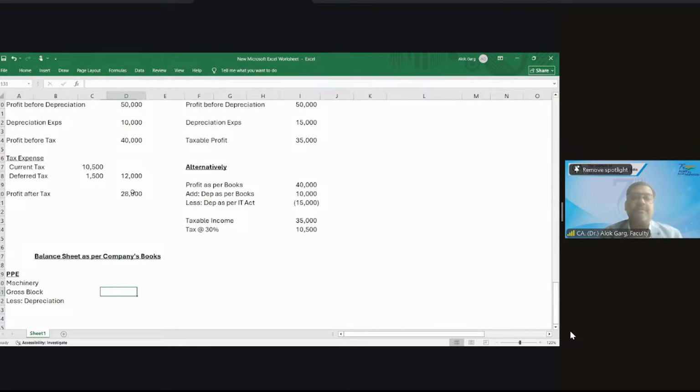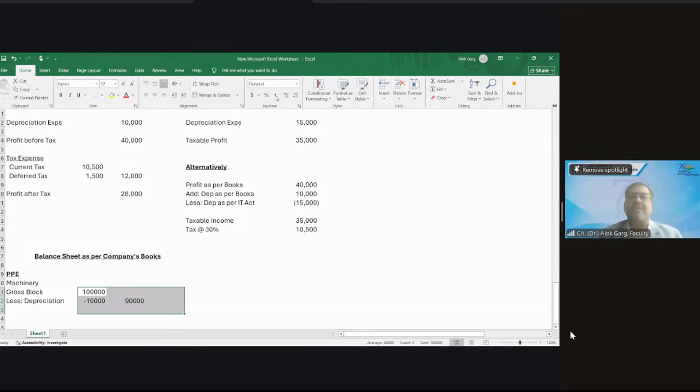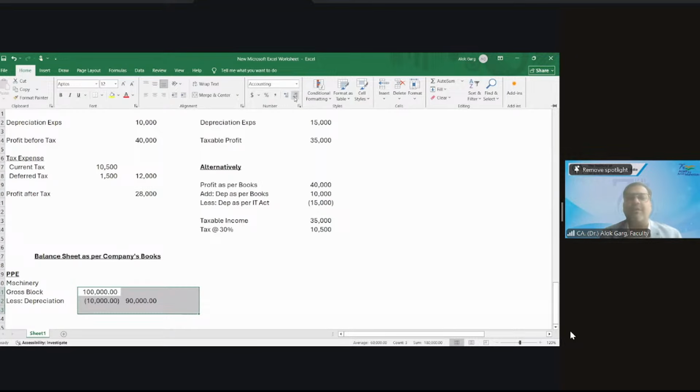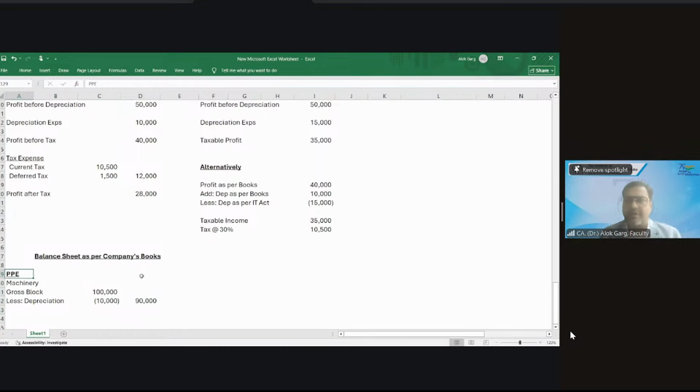Gross block less depreciation. What is my gross block? My gross block is 1 lakh. What is my depreciation? 10,000. So my net block is 90,000, right? While in the balance sheet, you will give these details in the notes to accounts. In the balance sheet, only one number will come, which is 90,000. But let me show you clearly. You agree with me?